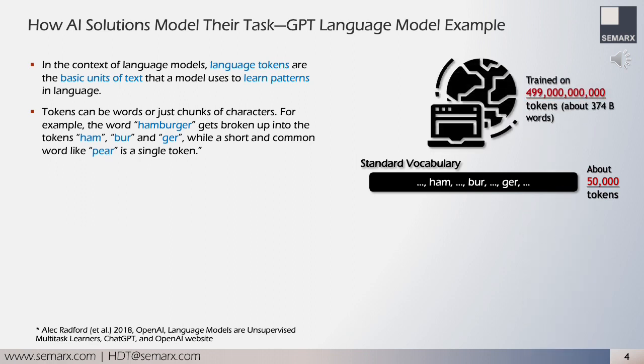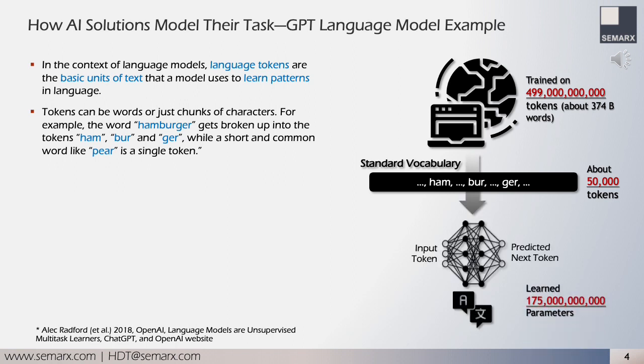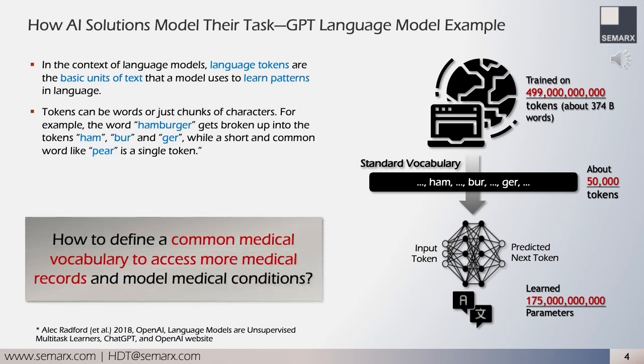GPT uses around 50,000 tokens across multiple languages, which it learns from web crawling and analyzing relationships between input and output tokens. Through this process, GPT has learned over 175 billion correlations. Our argument is that to access a substantial amount of health data and build reliable models in healthcare, we need a standard artificial intelligence medical vocabulary. A small vocabulary leads to limited data and an unreliable model, whereas a larger vocabulary allows us to access more data and build a more dependable model.